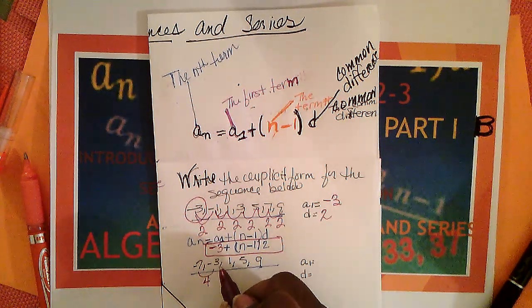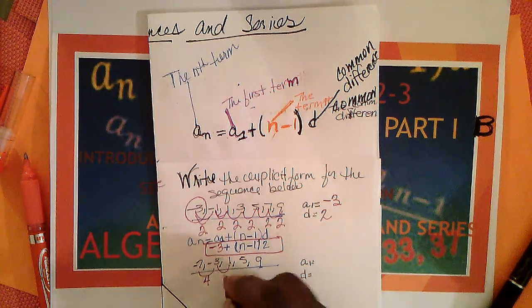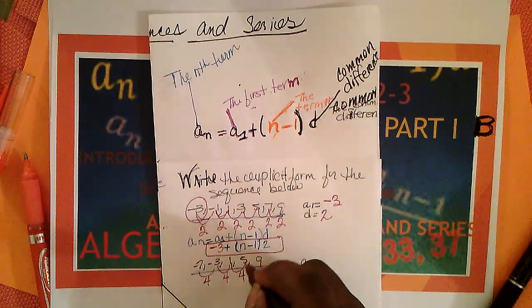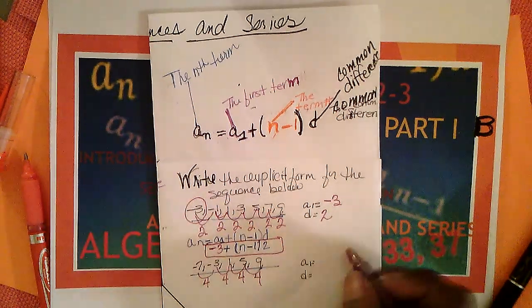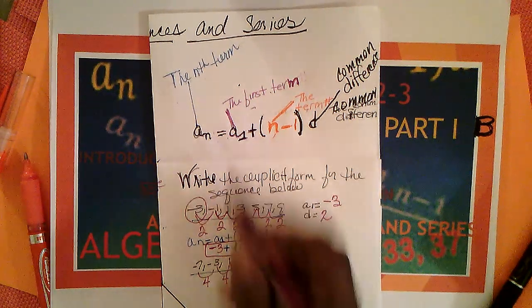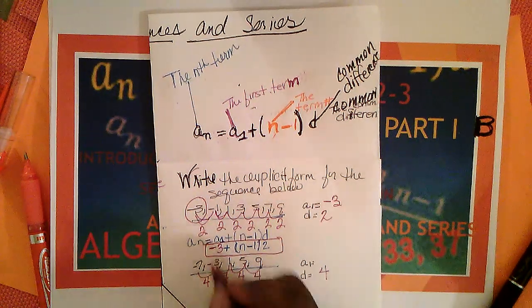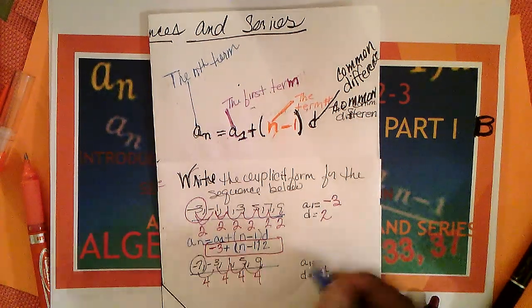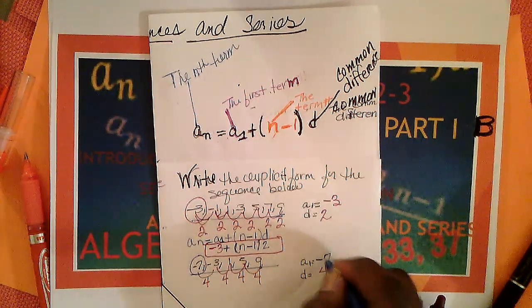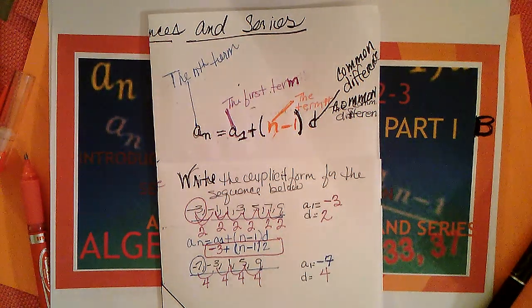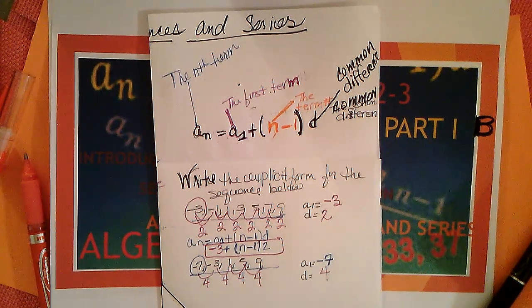Then we have -3 to -1, which gives us a difference of 4. 1 to 5, difference of 4. And then 5 to 9 gives us 4. So our d is 4. Our a_1, we said, is the first term. So our a_1 in this one is going to be -7. So we plug in our -7. All right. So that just gives us our formula.